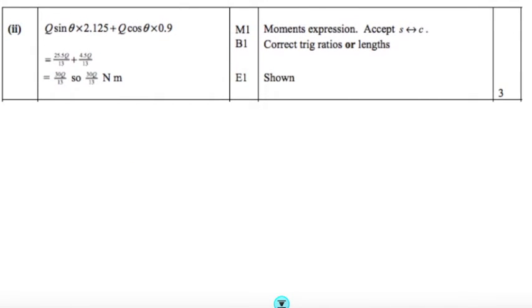So you get a mark for the moment expression, except S and C, so expect sine and cos interchange, that means correct trig ratios or lengths. So for this, and then a mark for getting to that.